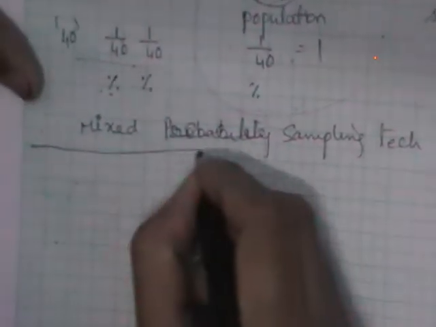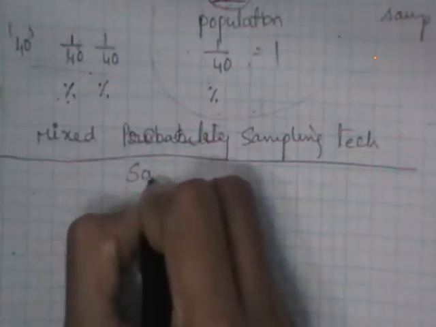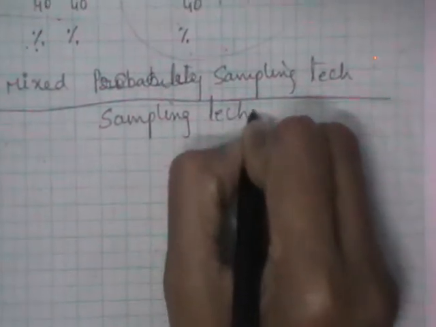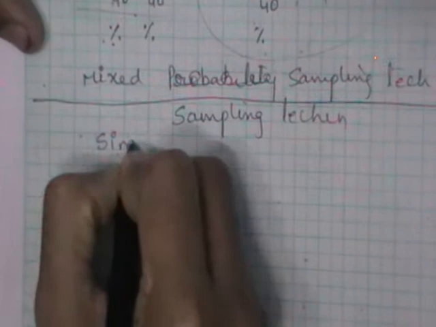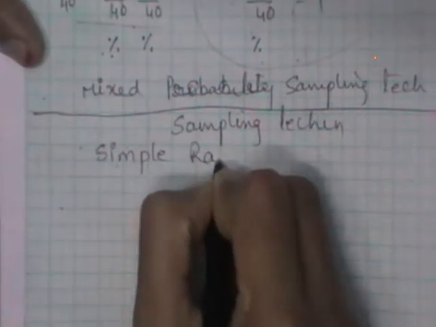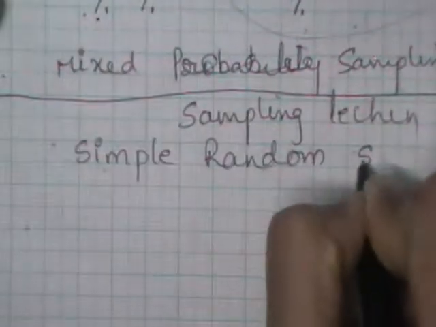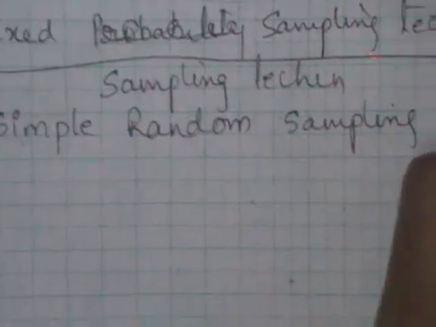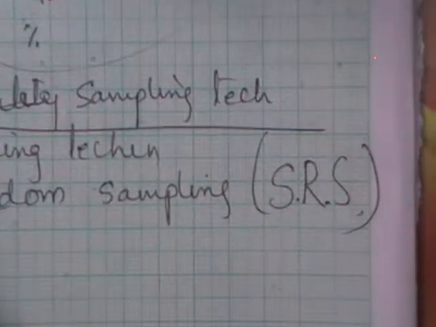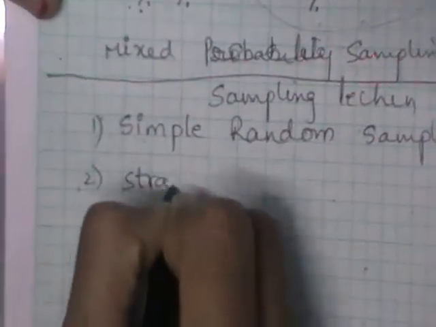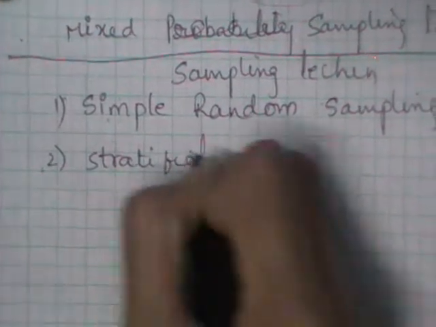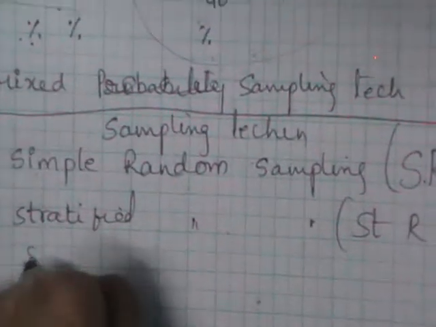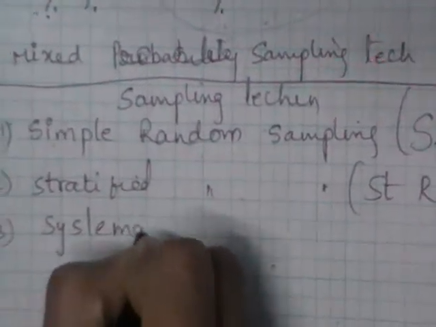Now let us see what are the different types of sampling techniques or sampling methods we have in general. You have simple random sampling, which is also called SRS. The second one is stratified random sampling, which we call STRS. The third one is systematic random sampling.